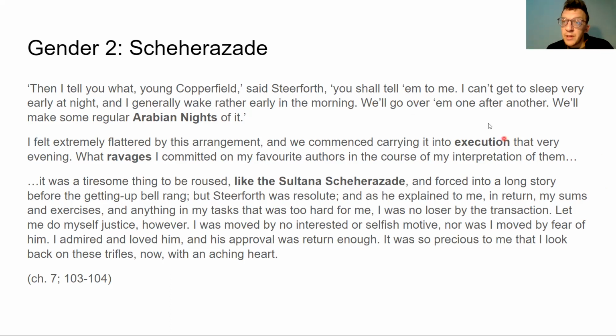Dickens plays a little bit with this discourse here by using the words execution and ravage. An execution, right, is a sanctioned killing by the state, but a ravaging is both a destruction of property, but also a word that is tinged with sexual violence.